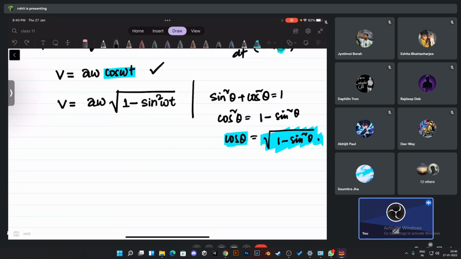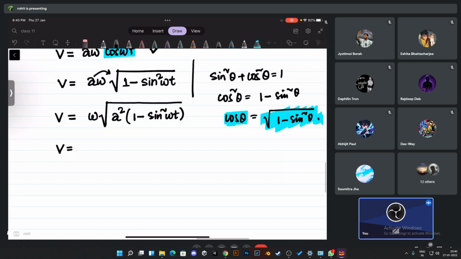Now one more step I'm going to do. Check. V equals omega, but the a I will bring inside the square root. Inside the root, if I bring a in, it will be a square. So 1 minus sine square omega t. I hope I am doing fine. V equals omega, and root over a square multiplied by 1 is a square, minus a square sine square omega t.